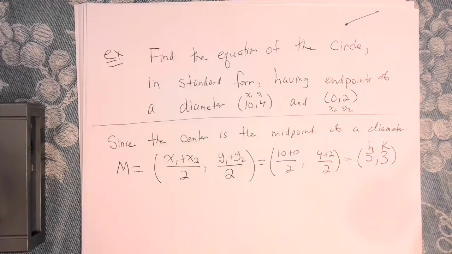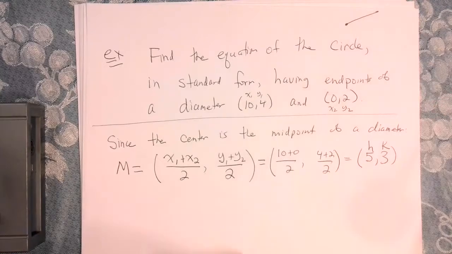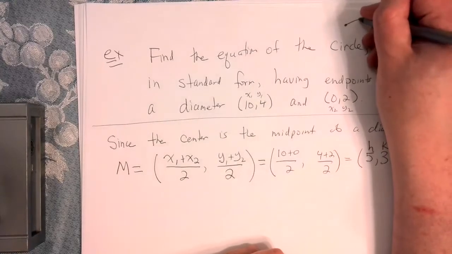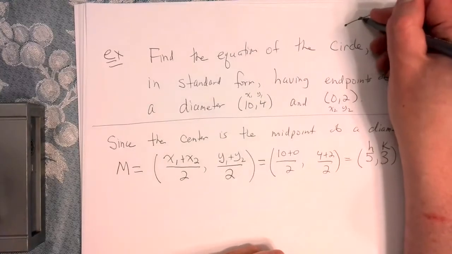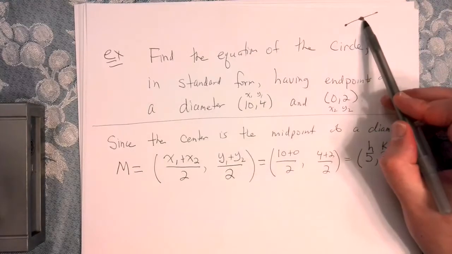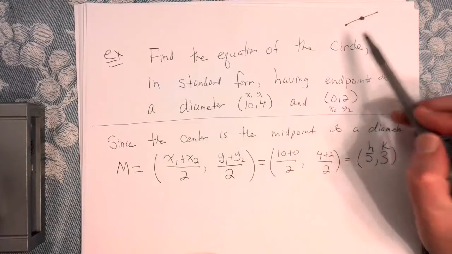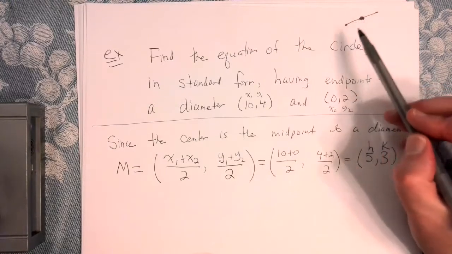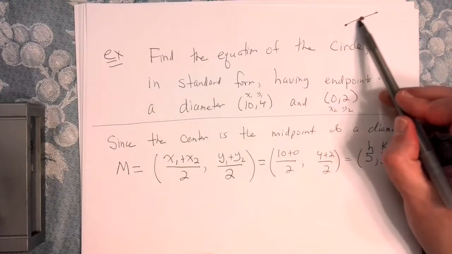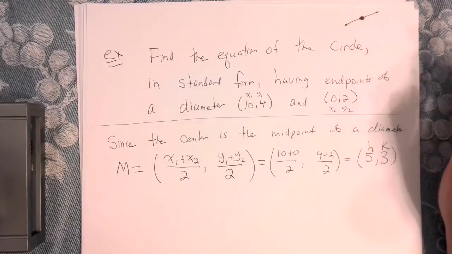Okay, so next we need the radius. Well, the radius, we can go about this in a few different ways. If we know the center, one thing we could do is, oh, that's a bad center. Make the point bigger. So if I know the center, then I could find the radius by calculating either this distance, or this distance, or I could calculate the entire diameter and just take half of it. Let's just go ahead and take half the diameter.